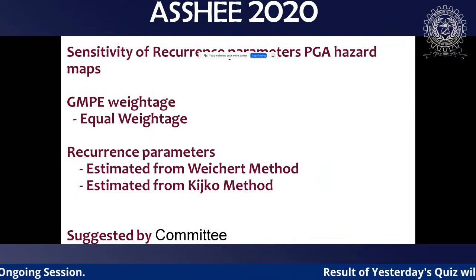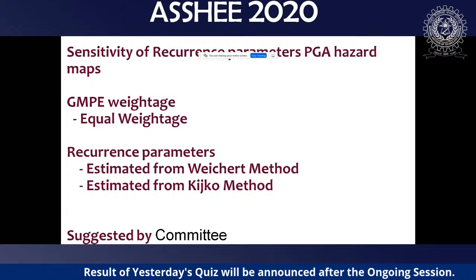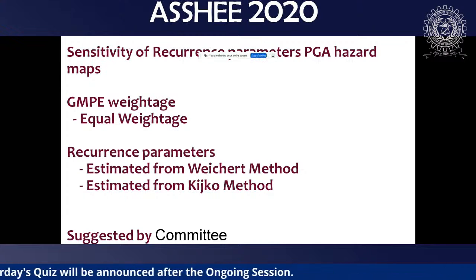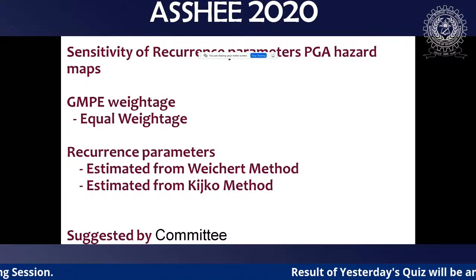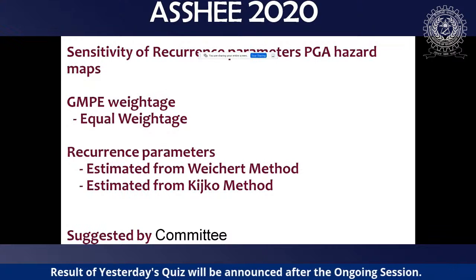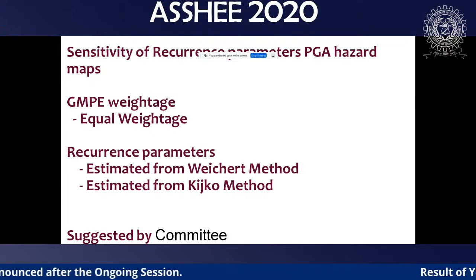Now when we did this work, the committee felt we have to report the uncertainty or the sensitivity of our parameters, like GMPE weightages. GMPE weightage is also just based on the data, and there are several methods, as I mentioned, likelihood, log likelihood, Euclidean distance. So if I use a different method, I will get different numbers. So how sensitive are our results to these GMPE weightages? Then recurrence parameters, if I use altogether a different method or a different philosophy, how much will these things change.